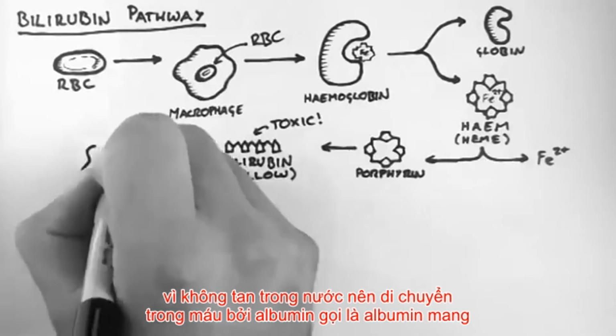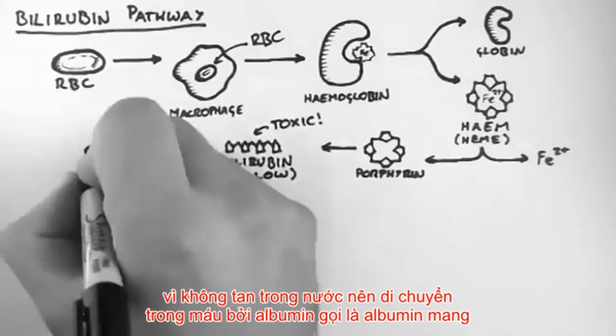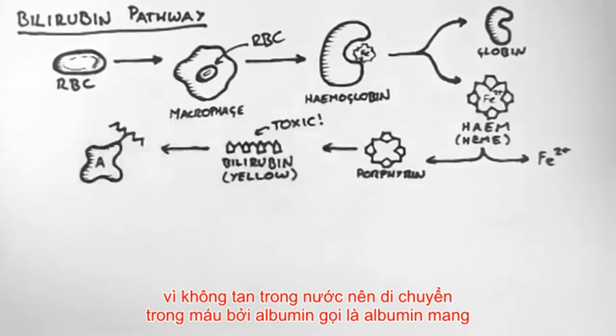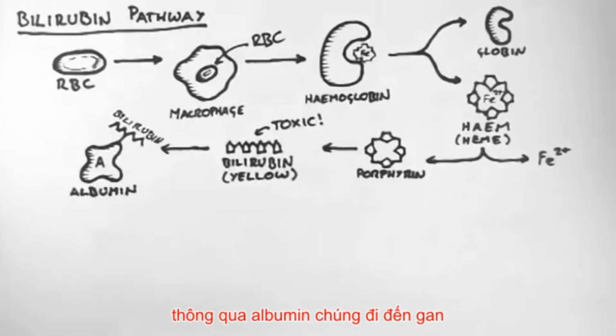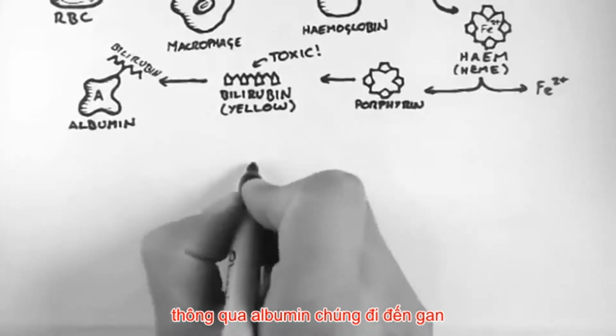Now, bilirubin is not a very water-soluble molecule, so it gets attached to this protein albumin, which carries it through the blood. The albumin carries bilirubin to the liver.